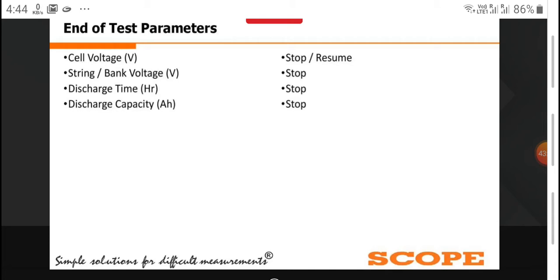But in case of the bank voltage, the discharge time or the discharge capacity being achieved, you need to stop the discharge test, because beyond this the battery bank will go into the deep discharge mode, which is not really recommended.